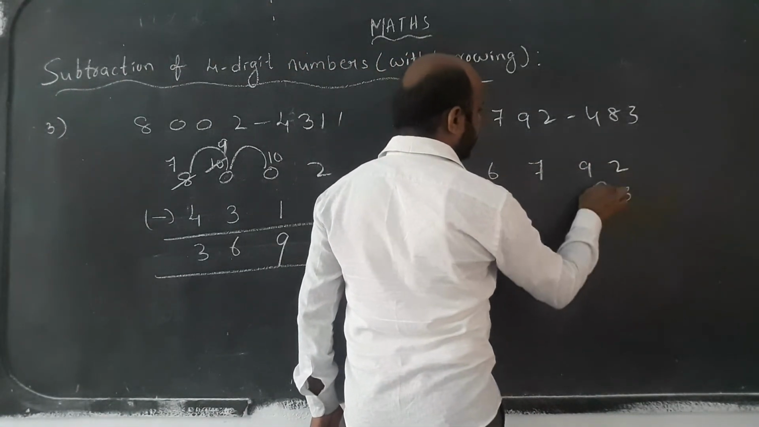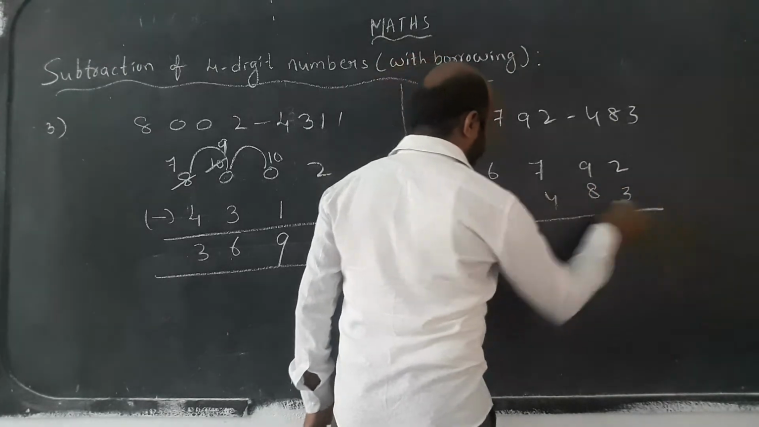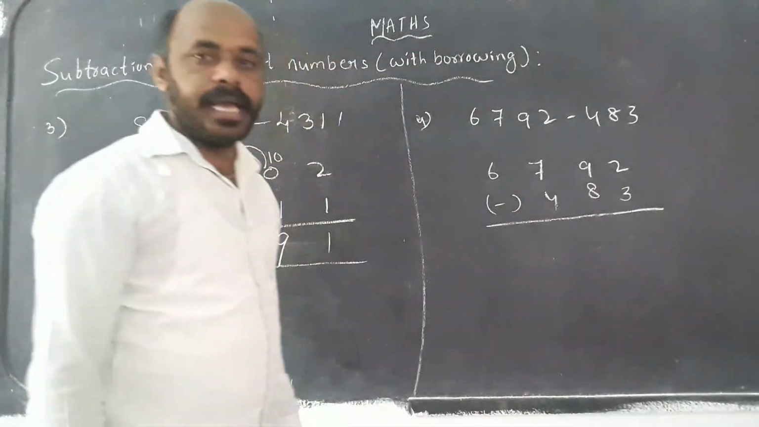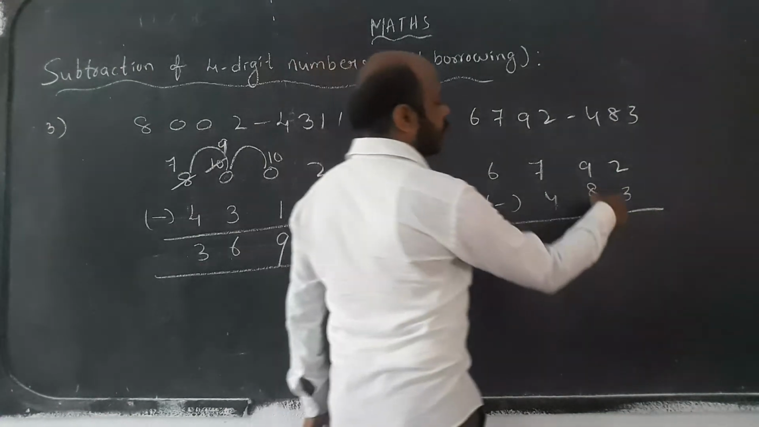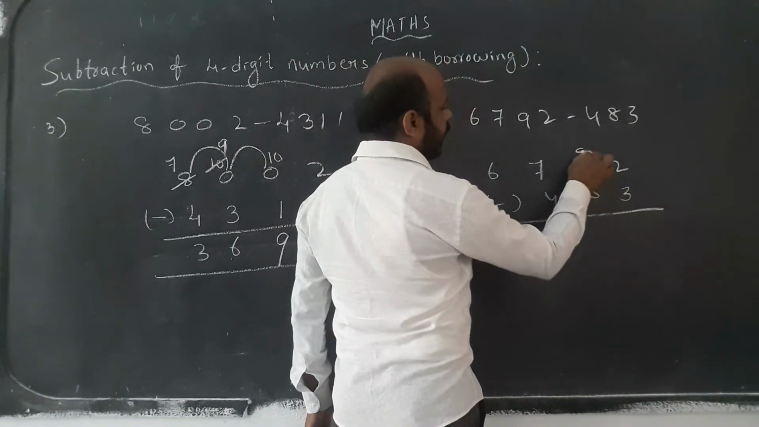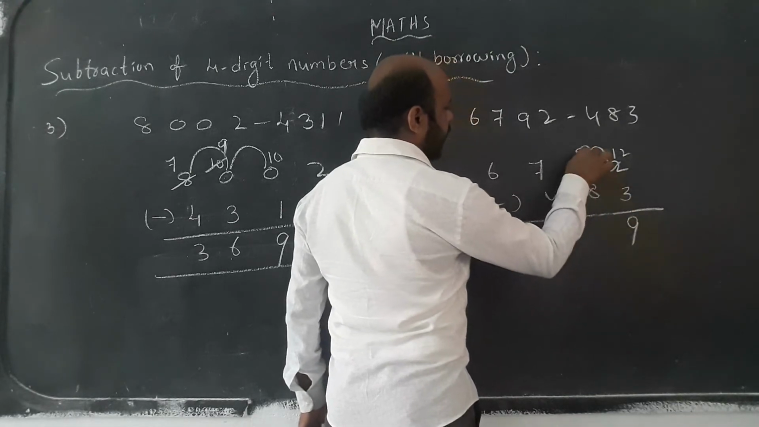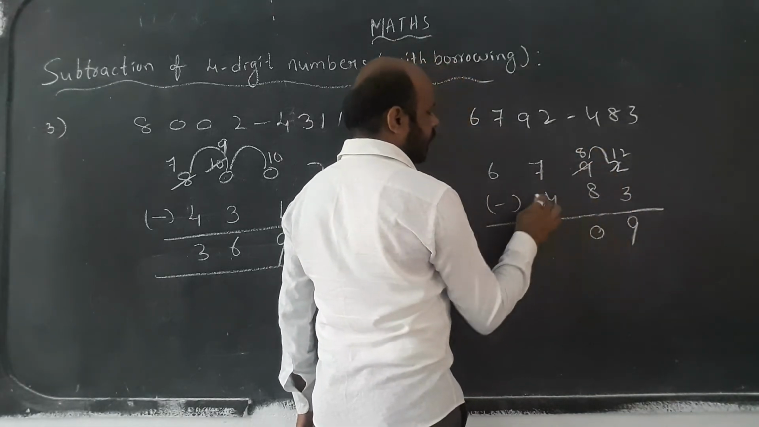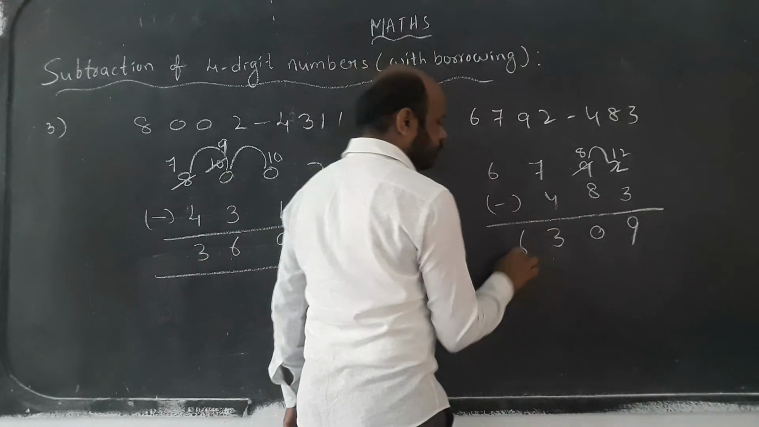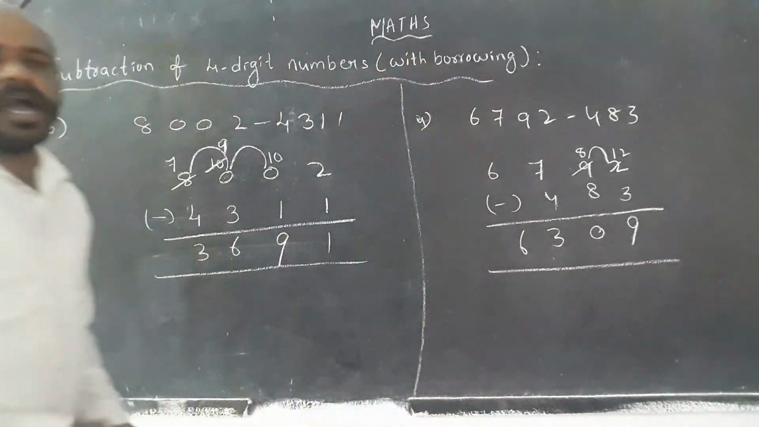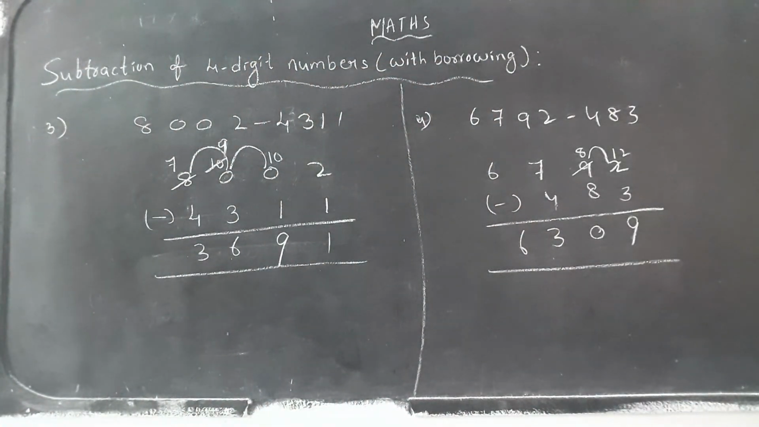Then you can write 6792, and here 483. Then you can subtract. Like this way we have to do: 2, we can't take 3 from it, so 8 borrows, and 2 becomes 12. 12 minus 3 is 9. 8 minus 8 is 0. 7 minus 4 is 3. 6. This is the way we have to do the subtraction of 4-digit numbers.